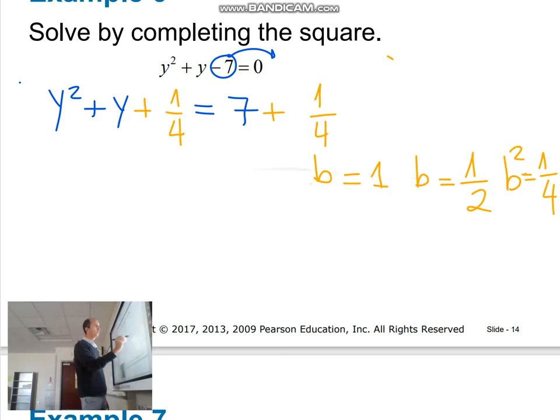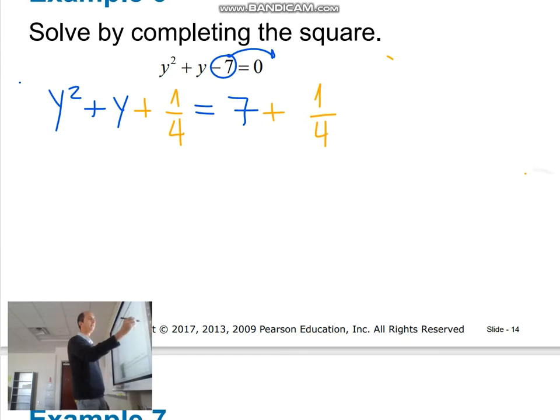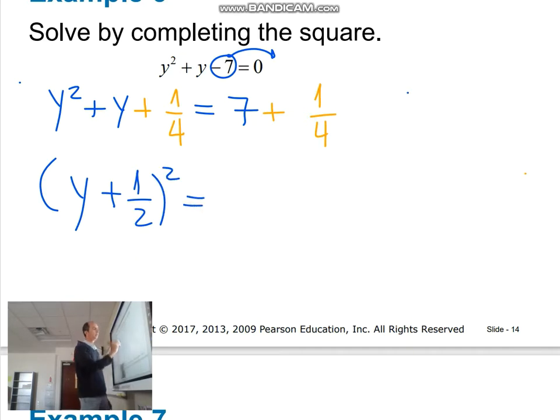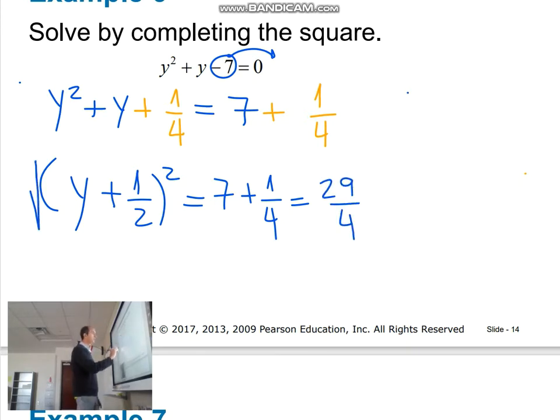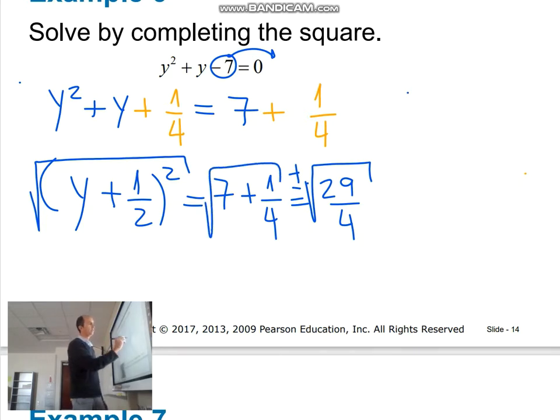On the left hand side we can write as a perfect square, right? Because we have a, we have b of the formula. A of the formula is y, b of the formula is 1 over 2, squared equals 7 plus 1 over 4. And we can add 7 plus 1 over 4, which is 7 times 4, 28, 29 over 4. Apply square root on this side, apply square root on the other side. It's going to be positive or negative, right?